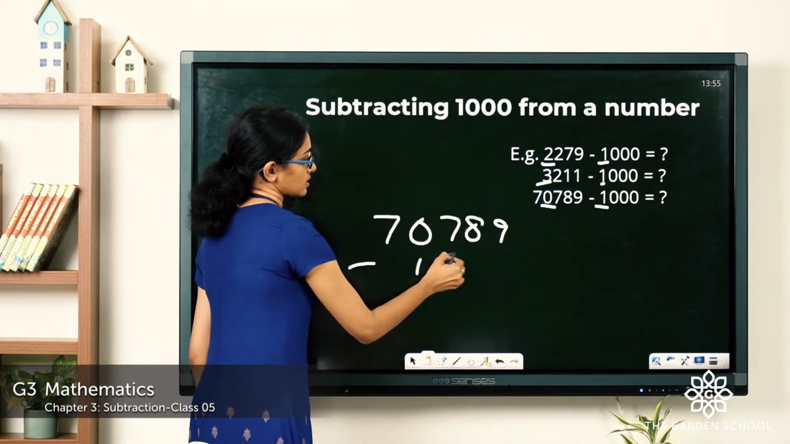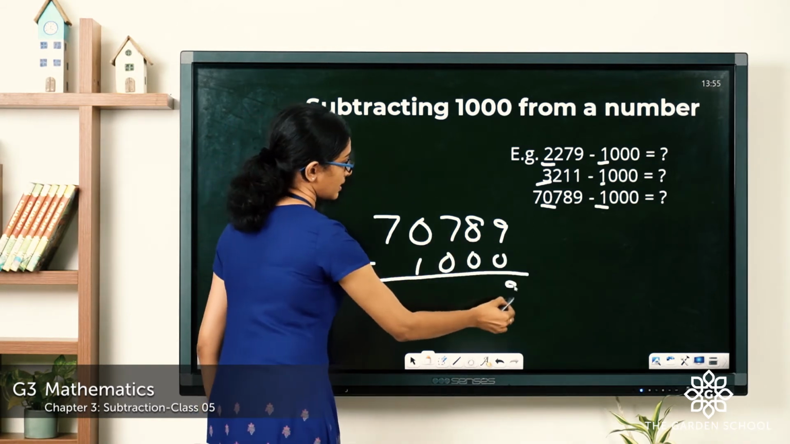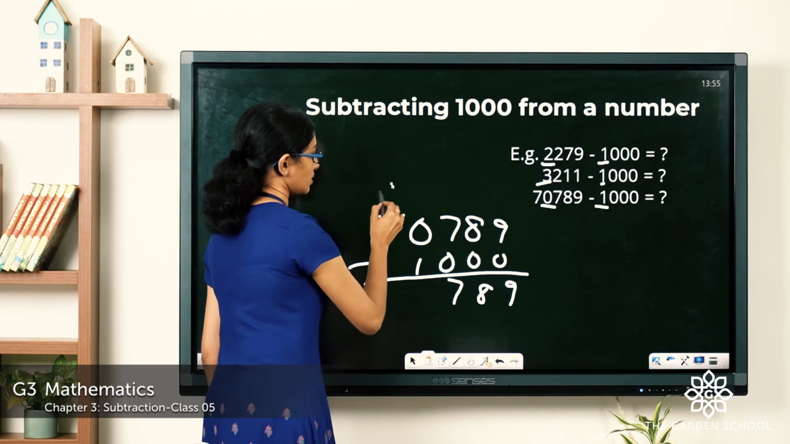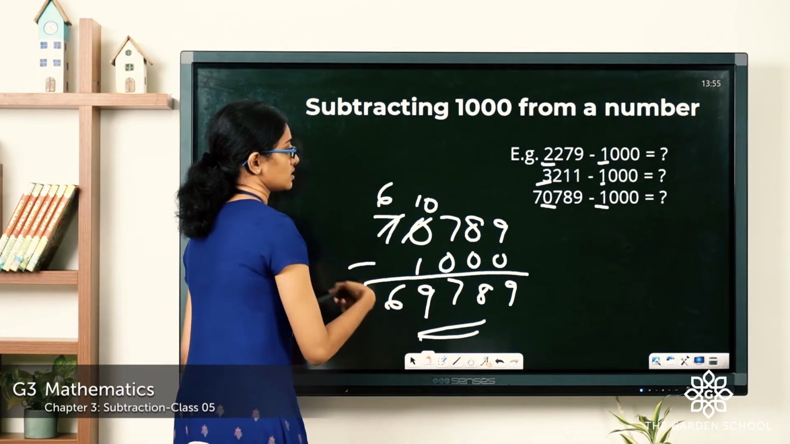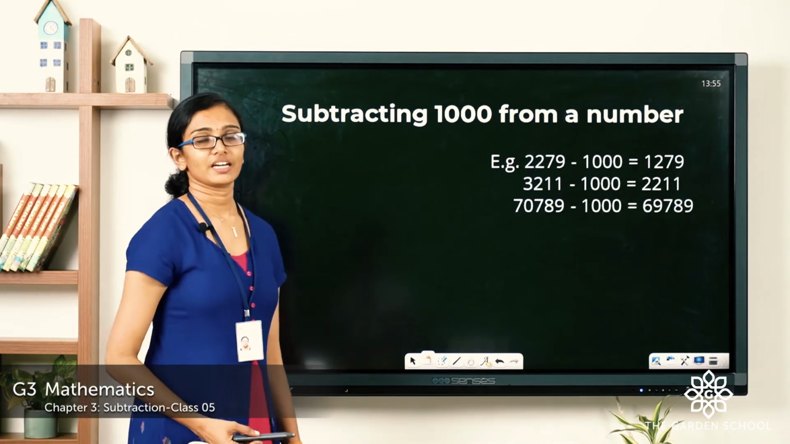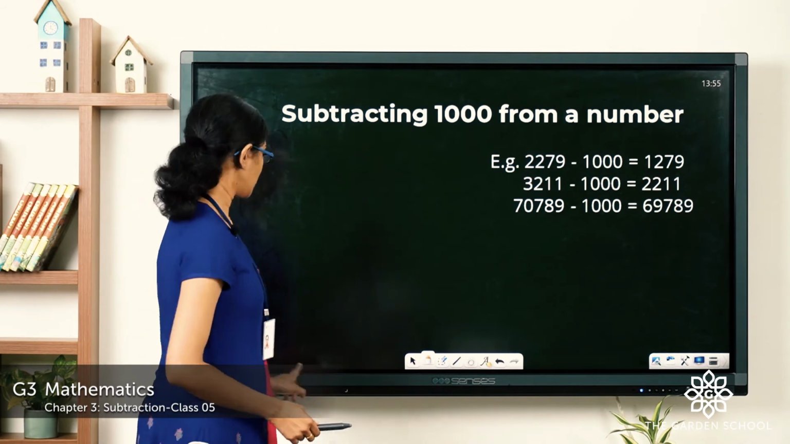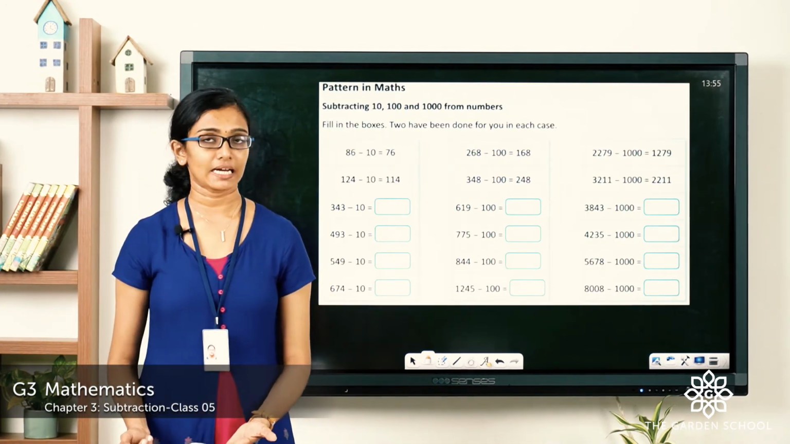7789 minus 1000. All the digits to the right of it will remain unchanged. Now here we regroup. So this will be 69,789. I hope this is clear to you. Now you can see this topic in page number 43 under the heading Pattern in Maths.